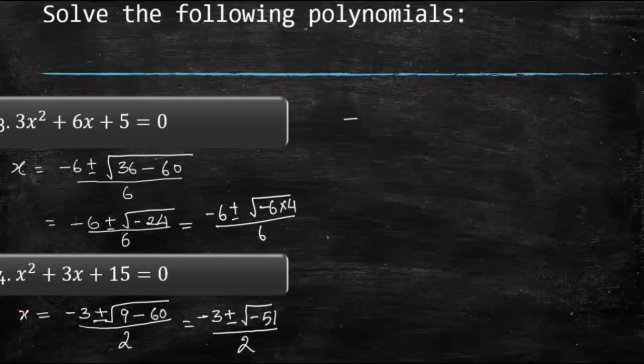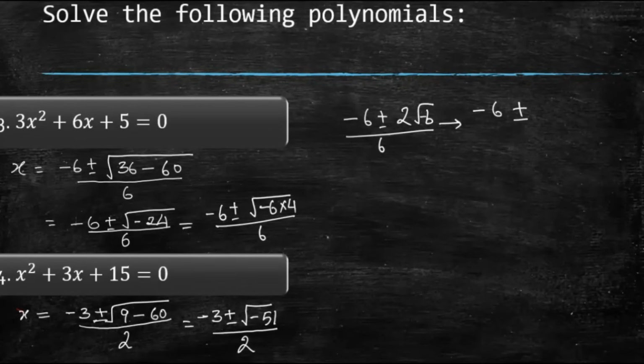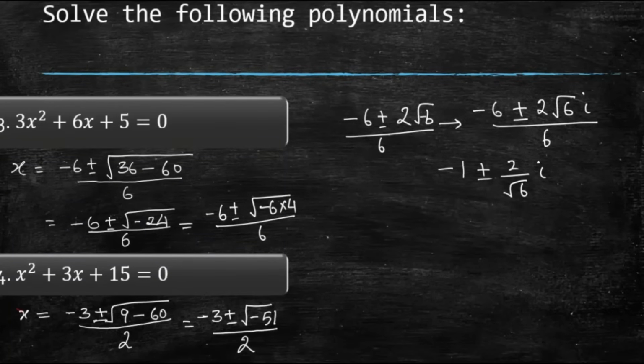Therefore this is (-6 plus or minus 2 root -6) over 6, and this can be written using imaginary numbers as (-6 plus or minus 2 square root of 6 i) over 6. You can either simplify this as -1 plus or minus 2 over square root of 6 i if you are comfortable, or you can leave the answer here, which means that you are still getting conjugate pairs as the answer.